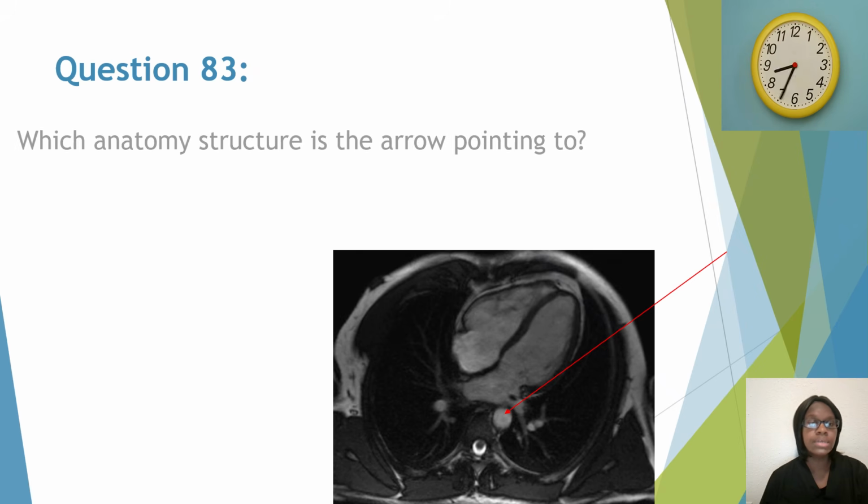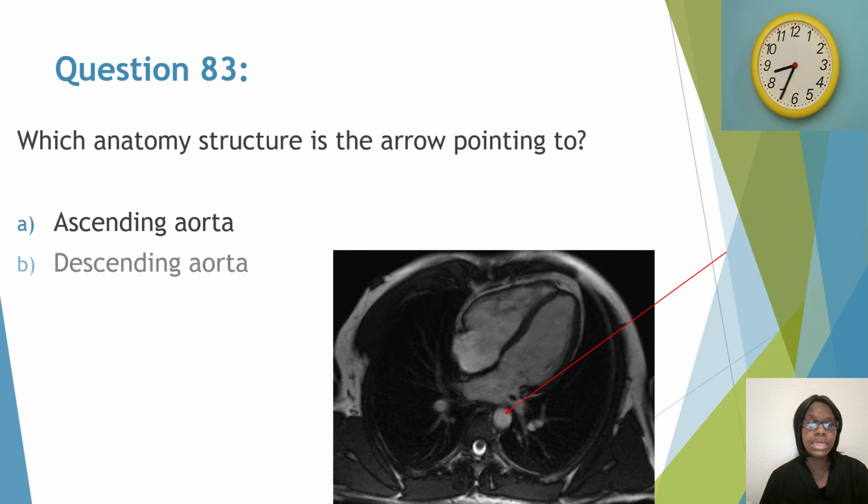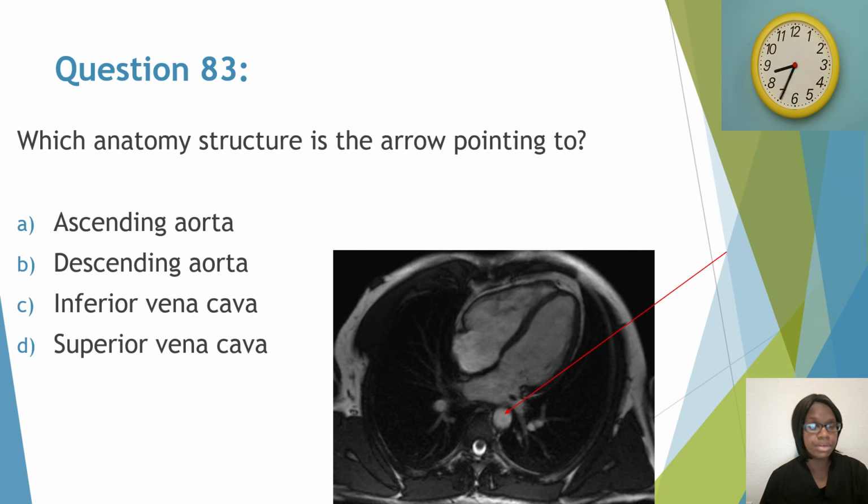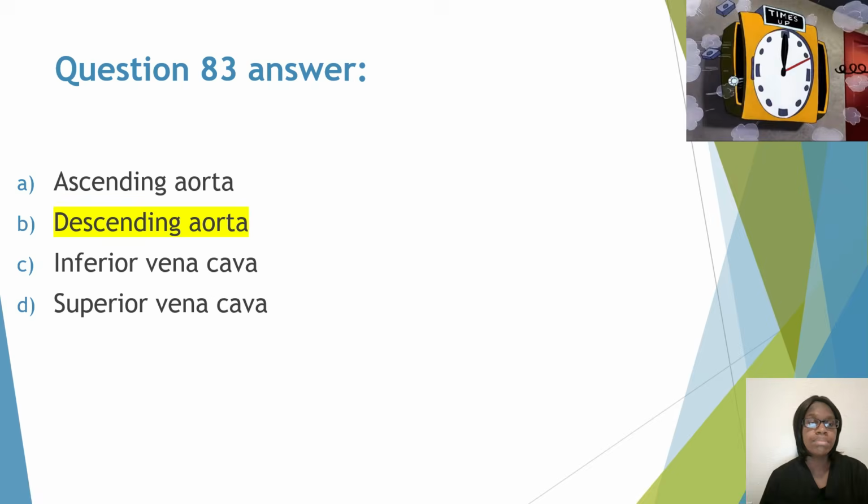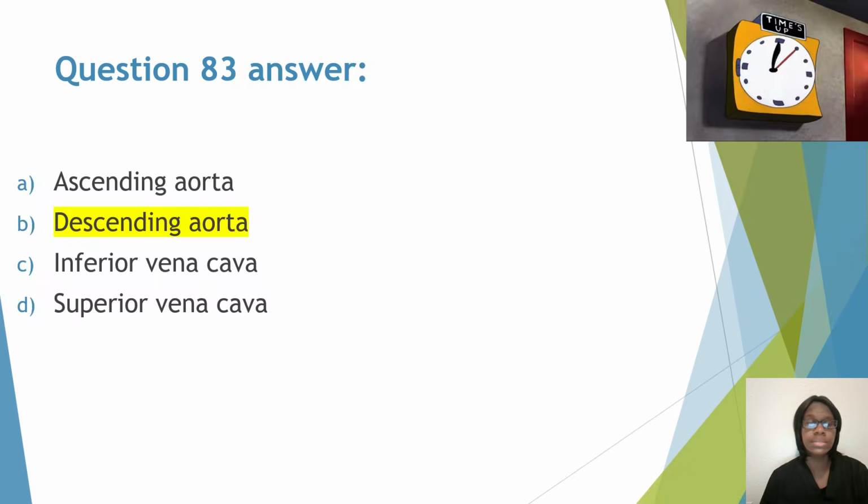Question 83. Which anatomy structure is the arrow pointing to? A, ascending aorta. B, descending aorta. C, inferior vena cava. D, superior vena cava. All right, the correct answer is B, descending aorta.